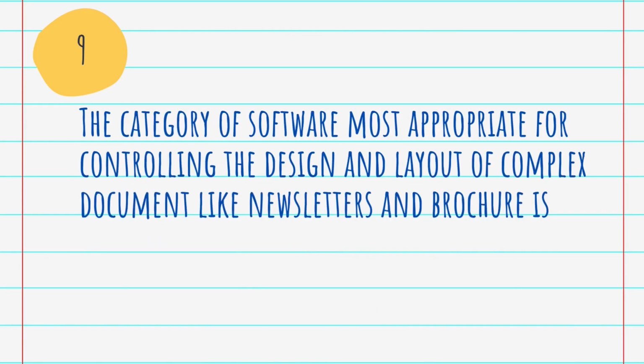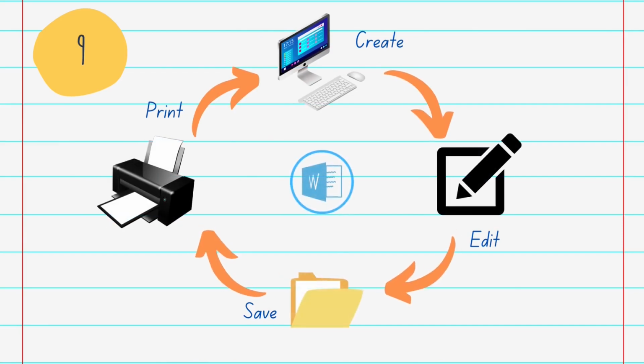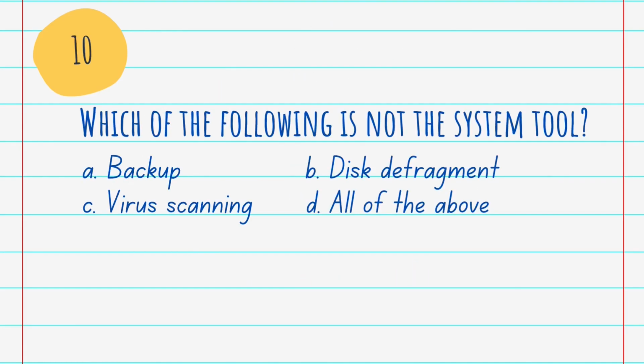Then question number 9. The category of software most appropriate for controlling the design and layout of a complex document like newsletters and brochures is. And the answer is word processing. Word processing is the process of using a computer device to create, edit, save, and print a document. And a word processor is the device or any computer program that provides for inputting, editing, formatting, and output of the text, often with some additional features. One example of word processor software is Microsoft Word. Okay, remember this.